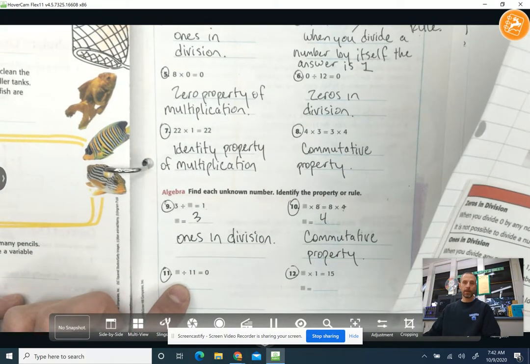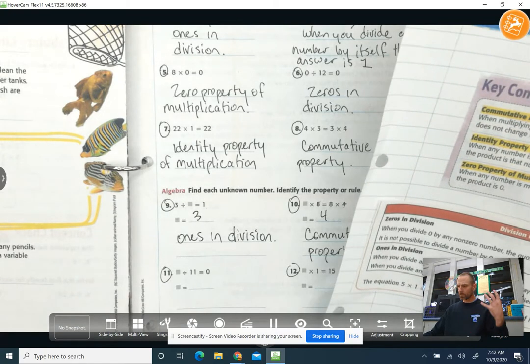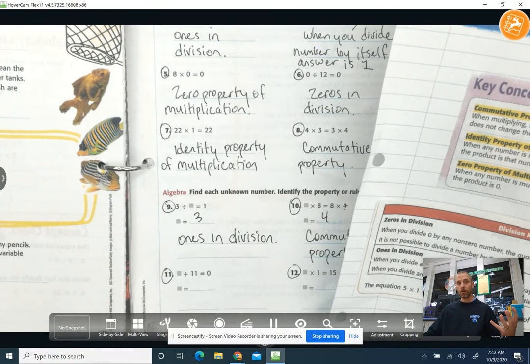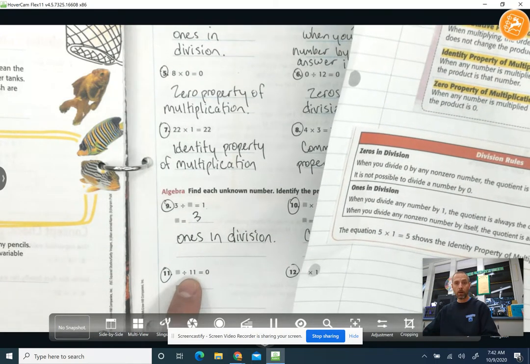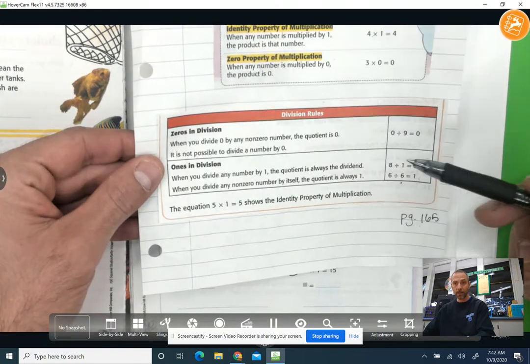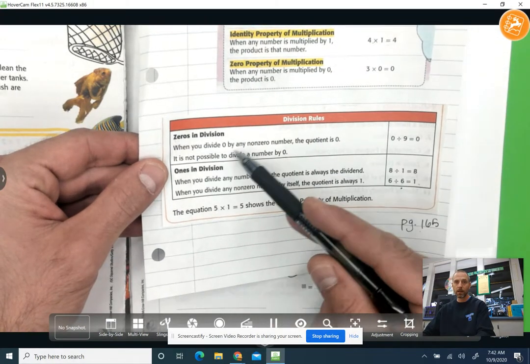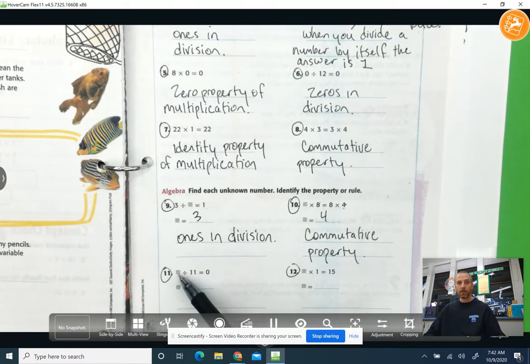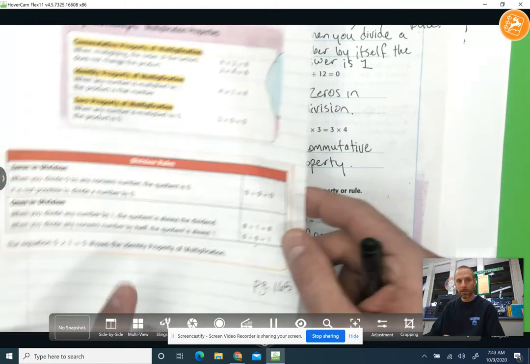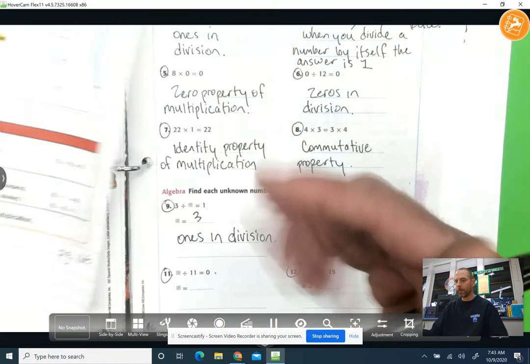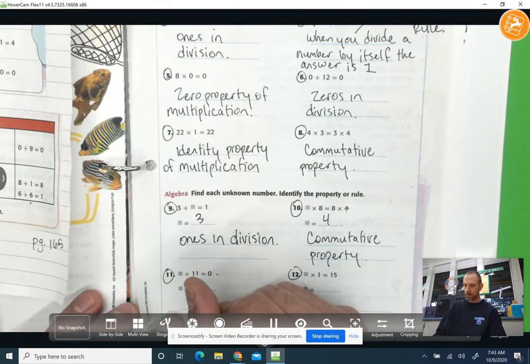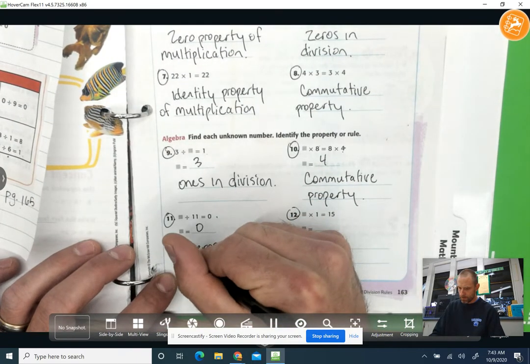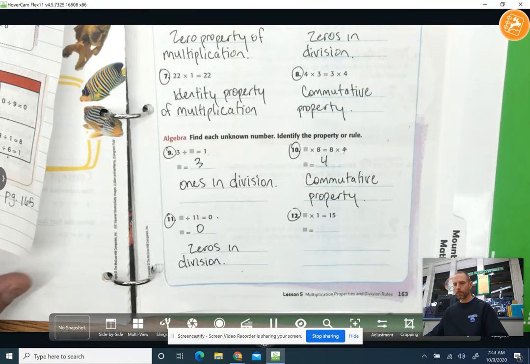Back to division. All right. So we're looking at division. We're looking at the rules. The division has rules. So something divided by 11 gives me 0. So I know I'm dealing with a 0. I know I'm dealing with division. So I'm going to come down to division rules and I'm going to try to find a 0. Boom, right there. There you go. 0 over here. Dividing something by a number gives me 0. I know, based on my tool, the missing number is 0. In my rule, zeros in division.